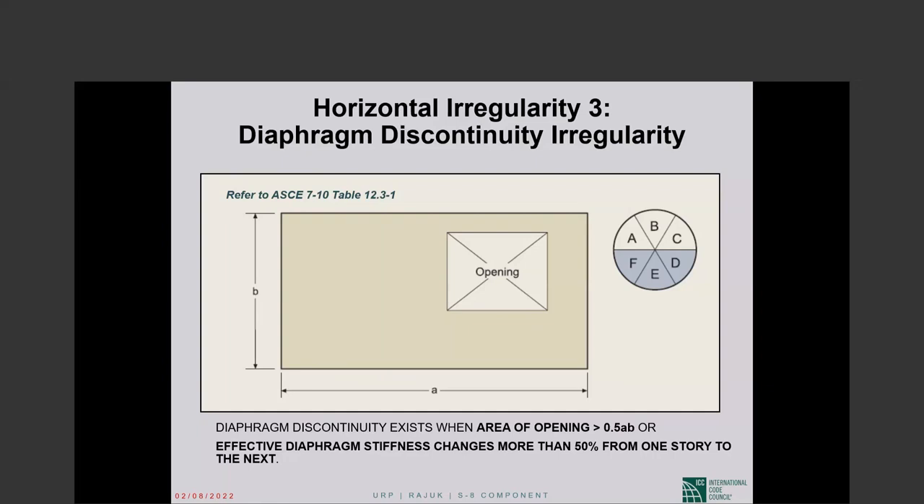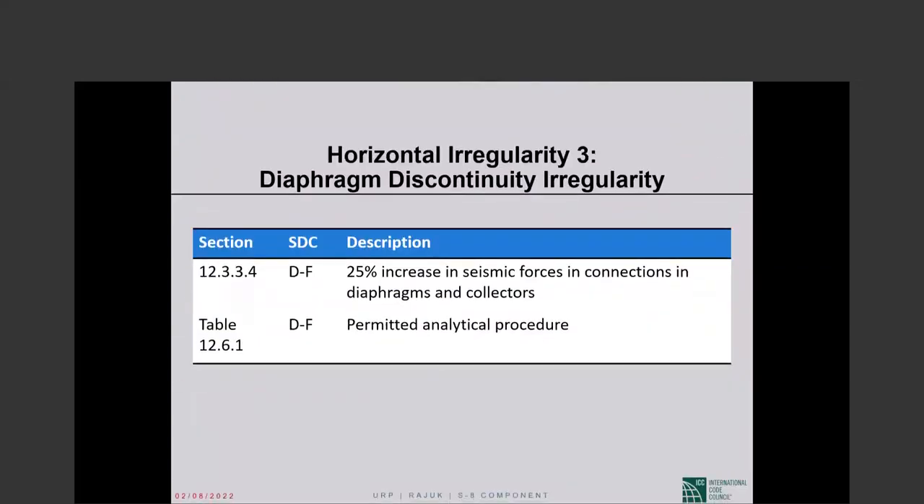This irregularity is not very well defined, and it has undergone changes in subsequent editions of ASCE 7 that I cannot go into today. But in ASCE 7-05, you will see exactly what you see here. No change from ASCE 7-05 to ASCE 7-10. So 50% or more of the diaphragm is an opening, or effective diaphragm stiffness changes more than 50% from one story to the next. What you consider effective is up to you.